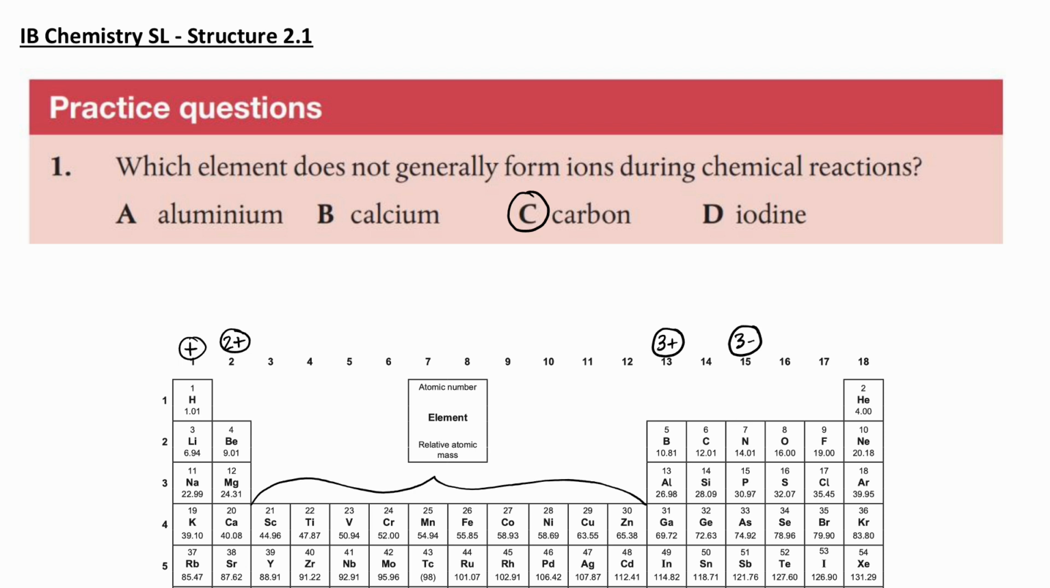Oxygen, sulfur, selenium, those would have 6 valence electrons, so they want to gain 2. Remember, electrons are negative, so when you gain them, they give a negative charge. And then finally, our group 17 elements have 7 valence electrons, so they only need to gain 1 when becoming an ion to be stable.